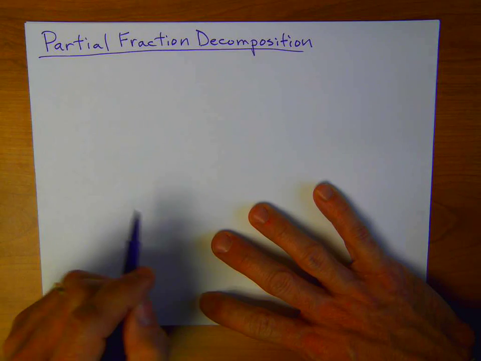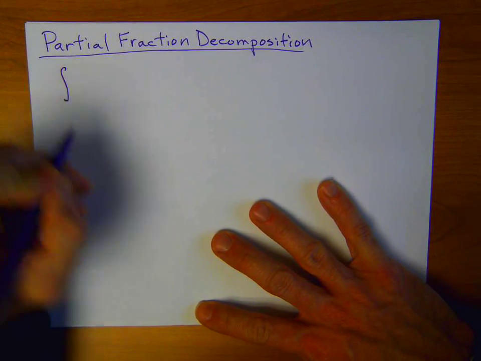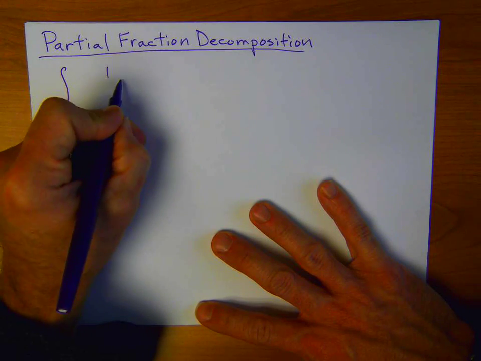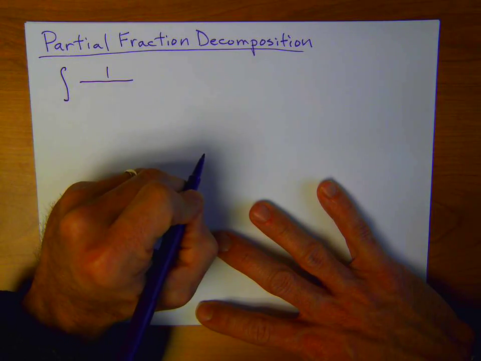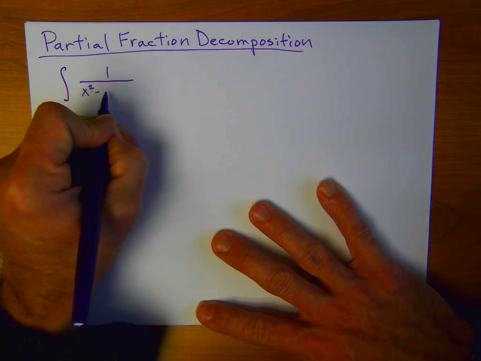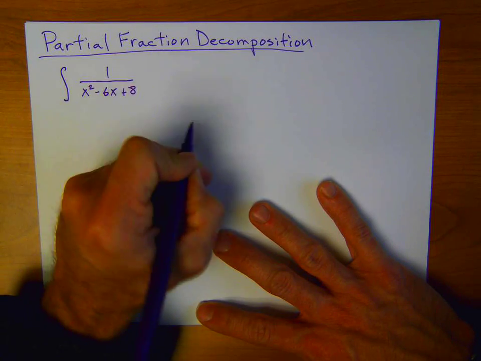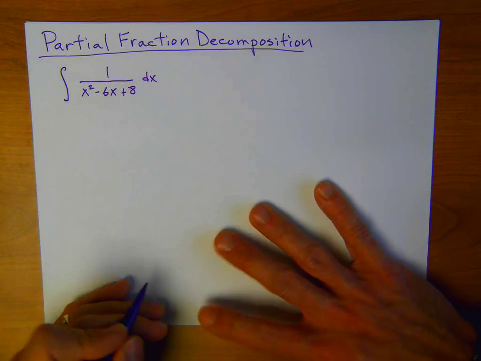So let me begin with talking about when we might use this. Start off with this example problem. If we wanted to find the indefinite integral, or the antiderivative, however you want to think of it, of 1 over x squared minus 6x plus 8 with respect to x.